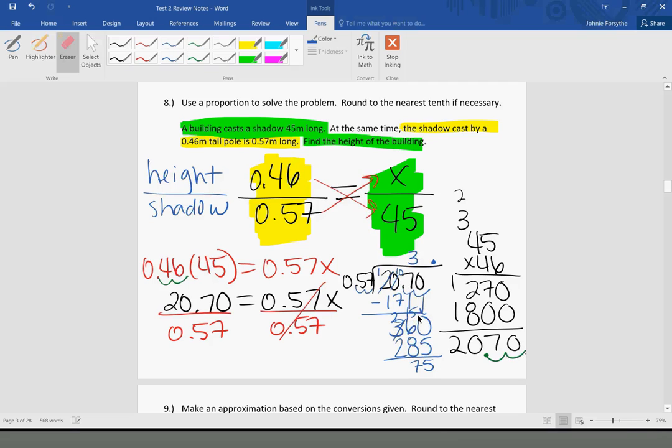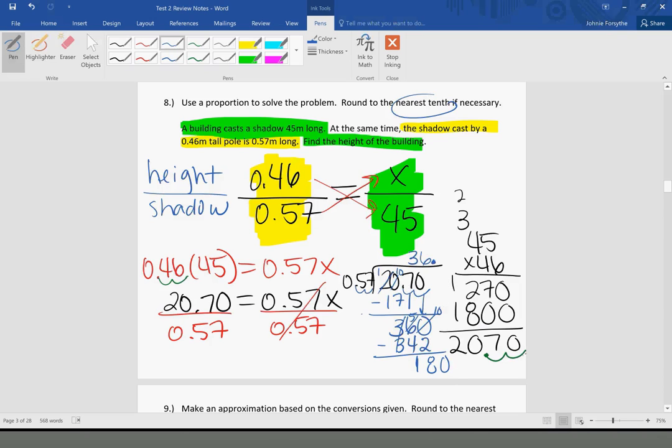Let's see here. Okay, 6 times 7 is 42. Carry the 4. 6 times 5 is 30, plus 4 is 34. And we're going to subtract. So we have 10 minus 2 is 8. 5 minus 4 is 1. All right. Now we need to round to the nearest tenth, so we need 2 more decimal places here. So we're going to bring down a 0.